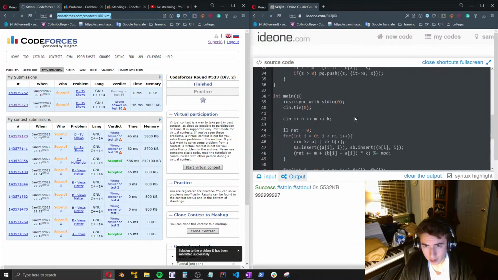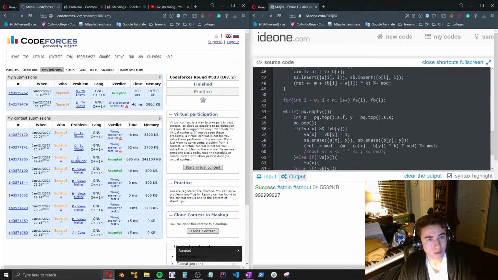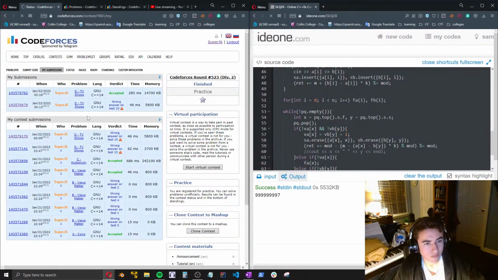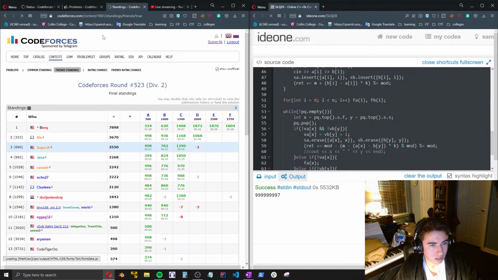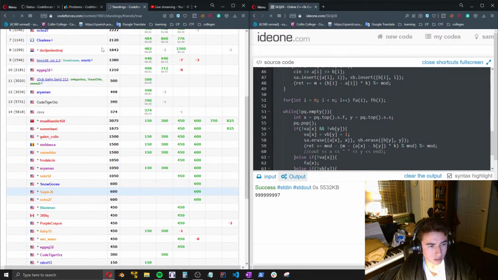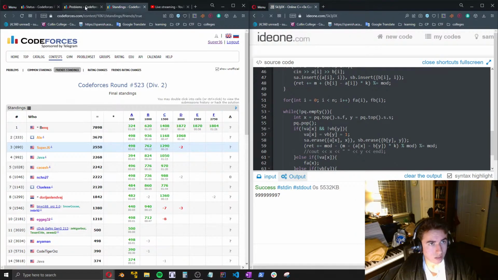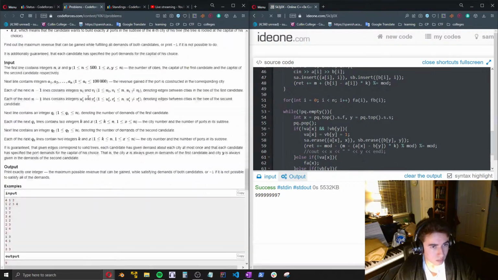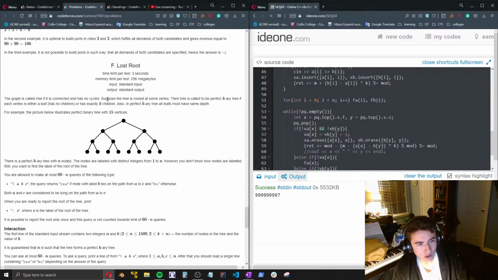Okay, I like the problem, but why were the constraints like that? That was so stupid. Pretty sure my idea for E was right. Let me see. Can I think of an idea for Lost Root real quick?